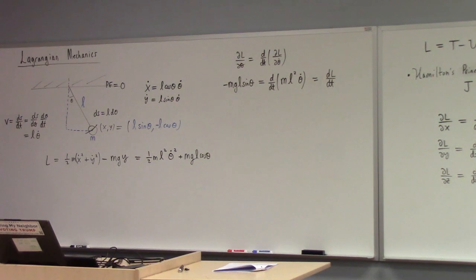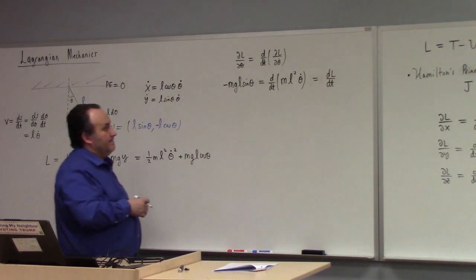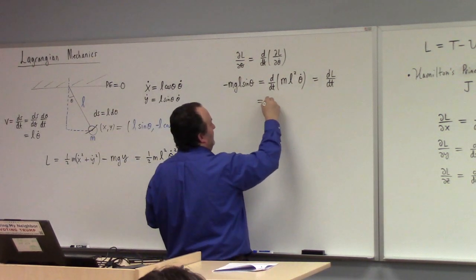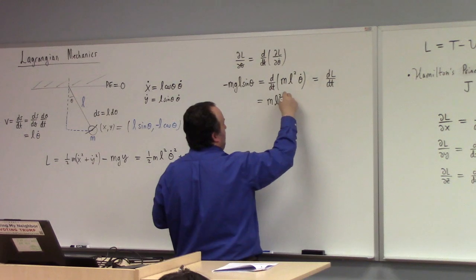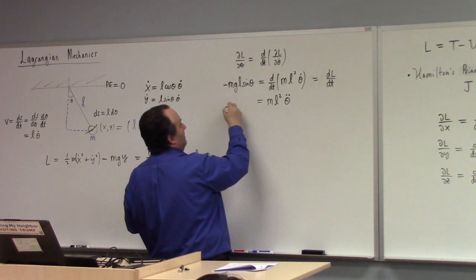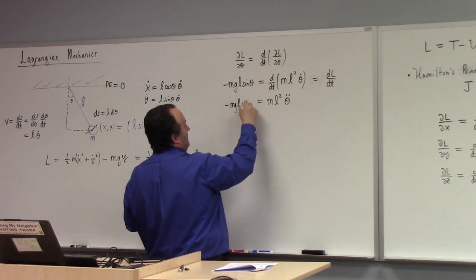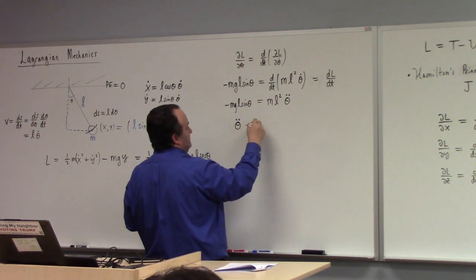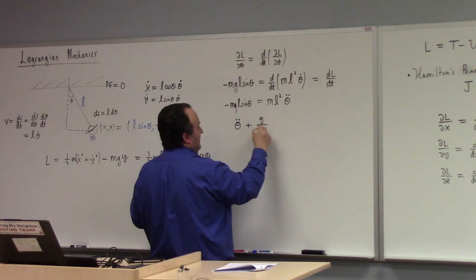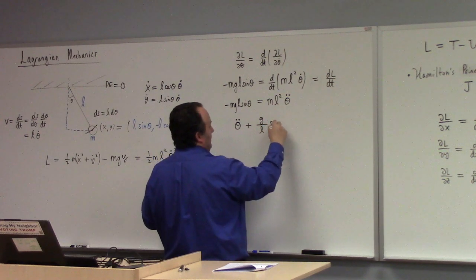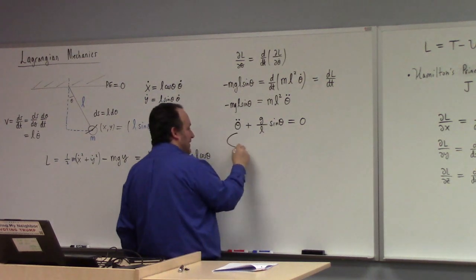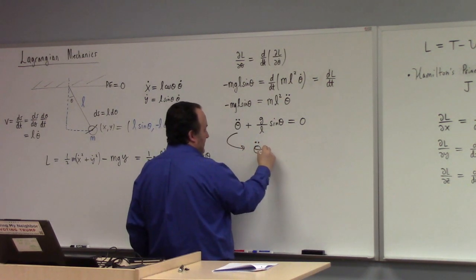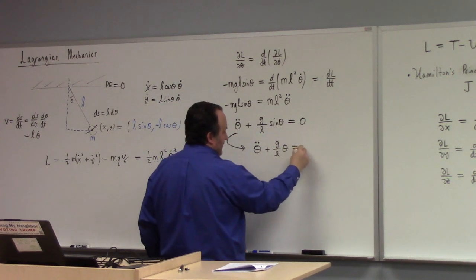So is that adding a sine theta to your ml squared theta dot? Well, that's a derivative. This could be simplified to ml squared theta double dot if you wanted. So that would give us theta double dot plus g over L, the m's canceling, sine theta equals 0, which in the small angle approximation gives you theta double dot plus g over L theta equals 0.